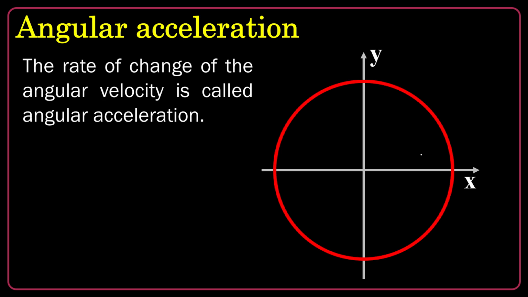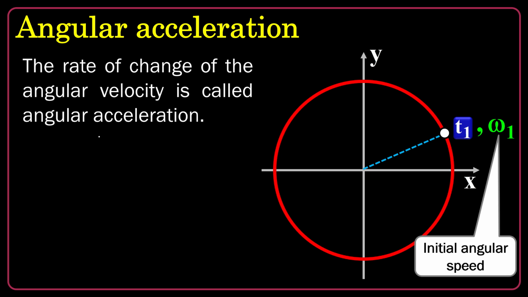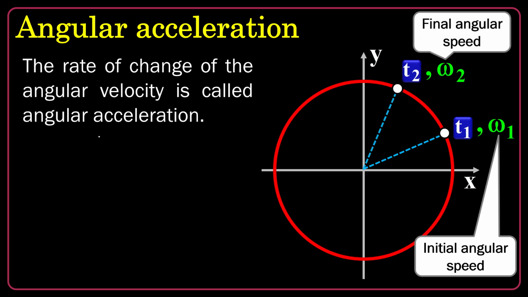Angular acceleration. The rate of change of angular velocity, I mean omega, is called angular acceleration. In general, we can suppose that at time t1, the object has initial angular speed omega 1. At the other moment, t2, it's omega 2. Necessarily, it must be different, otherwise we won't have any angular acceleration. So omega 2 is different from omega 1. It could be smaller or larger, depending on a speeding up or slowing down motion.